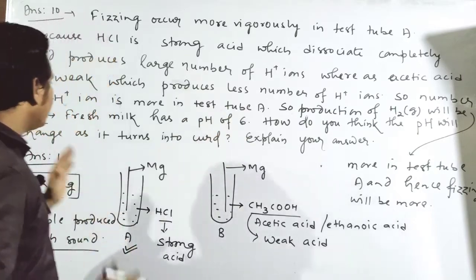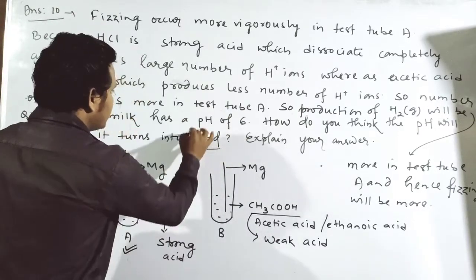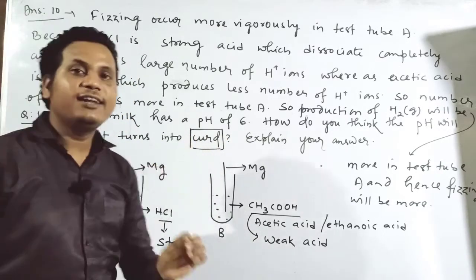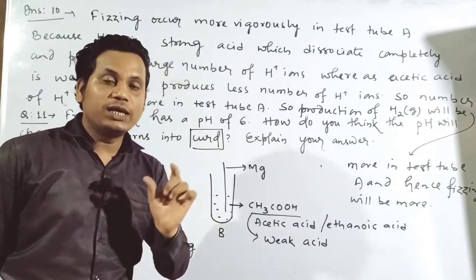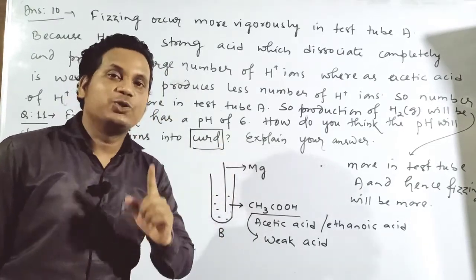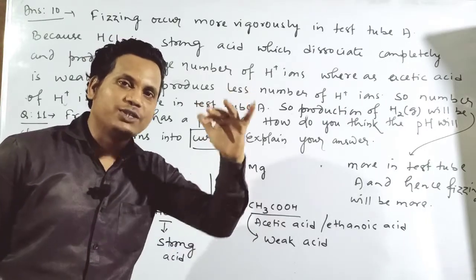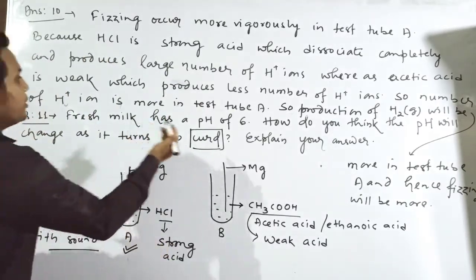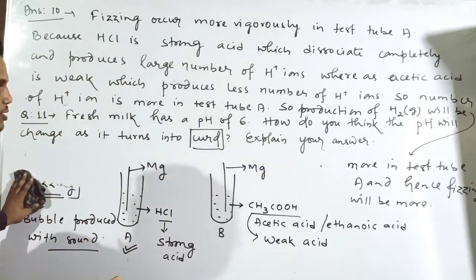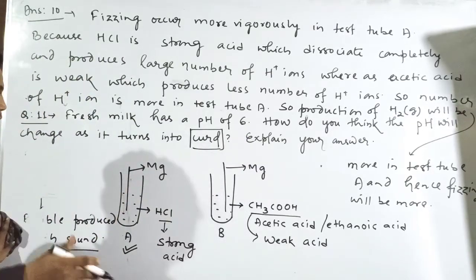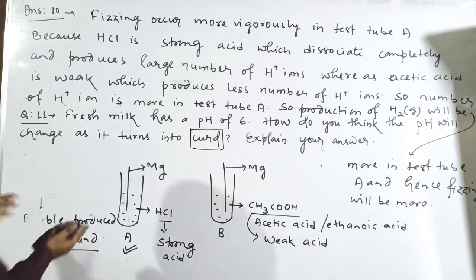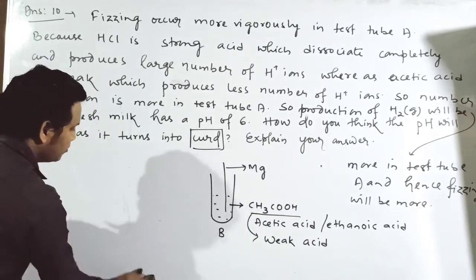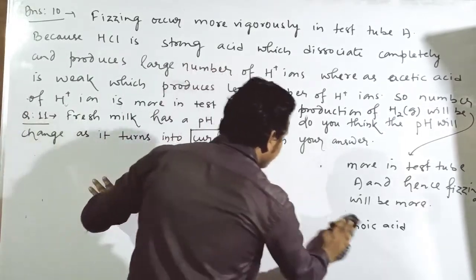If milk is converted into curd, what is curd? Curd has a sour taste. Why sour? Because it contains lactic acid. So in curd, lactic acid is present. Due to the presence of lactic acid, pH will fall, because we know that pH for acid is less than 7. Already it is 6. If milk is converted into curd, the pH value will decrease more. So the answer will be: pH will fall below 6. There will be more decrease in the pH value.